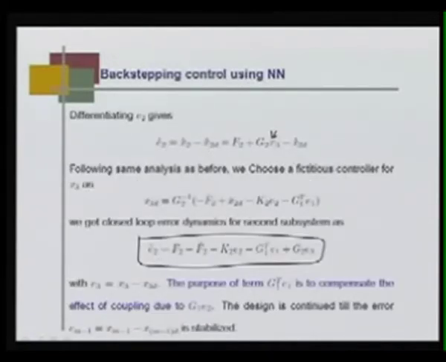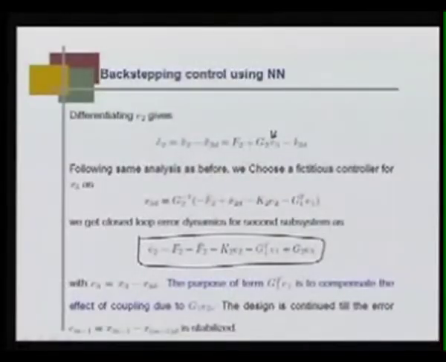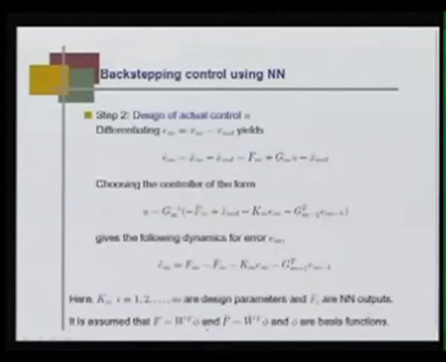This process of finding the closed loop error dynamics for each subsystem, each scalar differential equation, is continued. The design is continued till e(m-1), equal to x(m-1) minus x(m-1) desired, is stabilized. So, we found the error dynamics. After we did that, the last equation em is given by xm minus xmd.